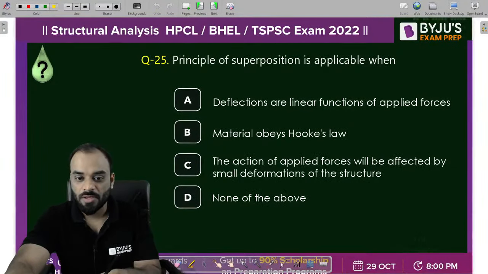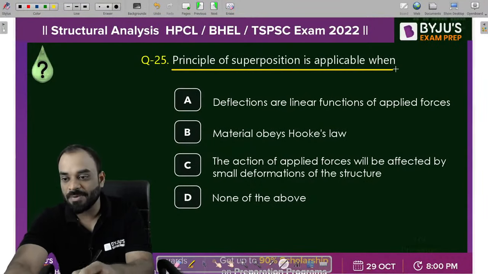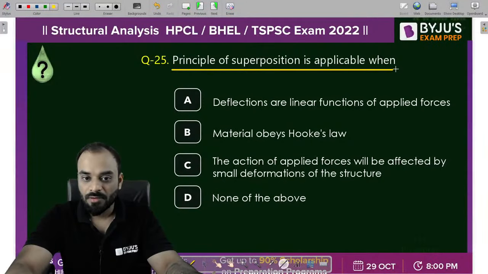Next question. The principle of superposition is applicable when? When are you able to apply the principle of superposition, that is the question. Tell me, guys. Deflections are a linear function of the applied load, applied force; material obeys Hooke's law; the action of applied force will be affected by small deformation of the structure; none of the above. Which should be the major condition, guys? Some are saying B, some are saying C.